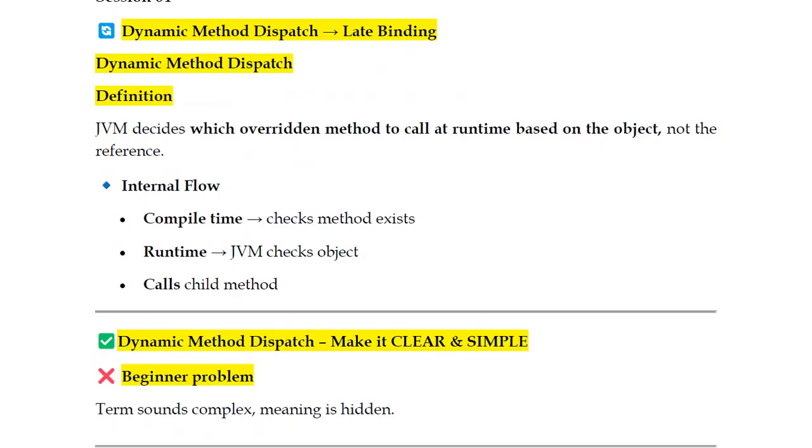This process is called dynamic method dispatch: at runtime, deciding which overridden method should be called. The JVM decides which overridden method to call at runtime because the method is already overridden by the child class. Among those, which overridden method should be called at runtime, that is dynamic method dispatch, and that call depends on the object.